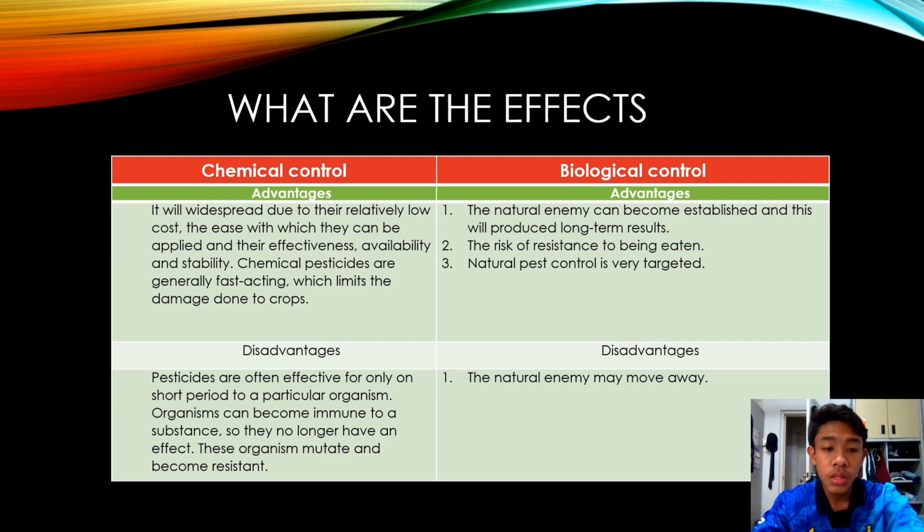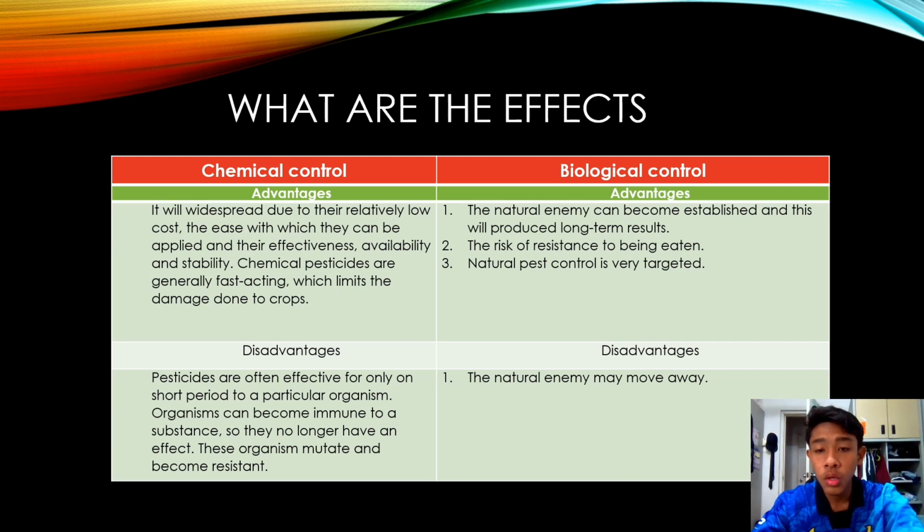The disadvantage is that pesticides are often effective for only a short period against a particular organism. Organisms can become immune to a substance, so it no longer has effect. The organism mutates and becomes resistant.